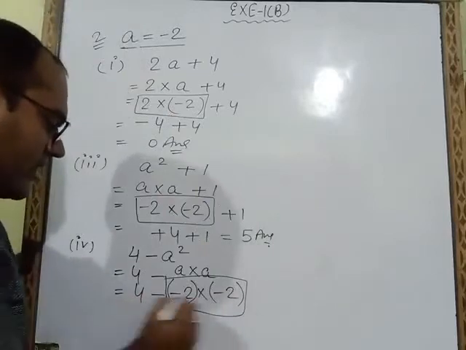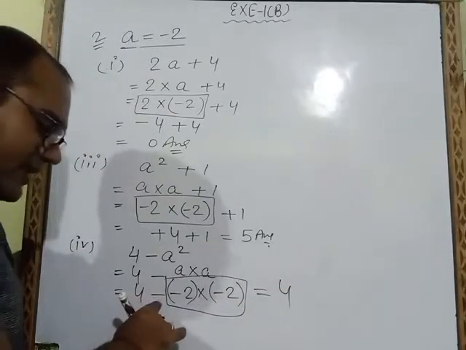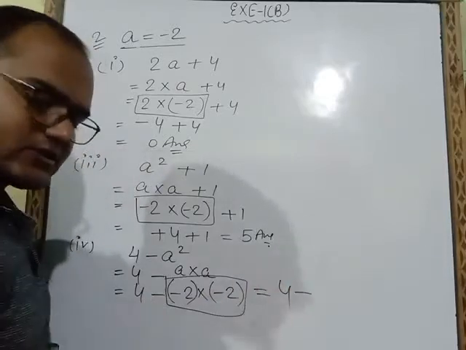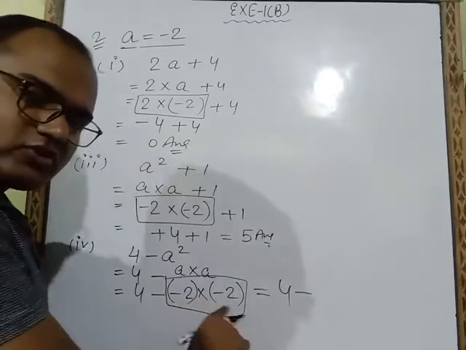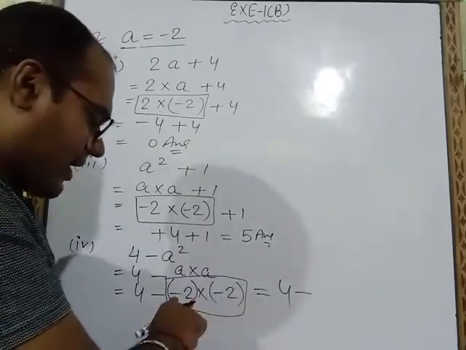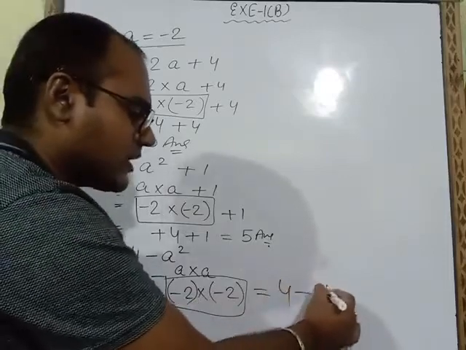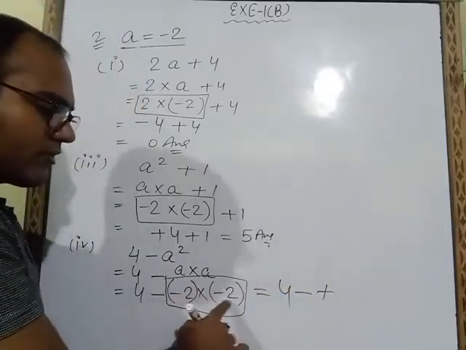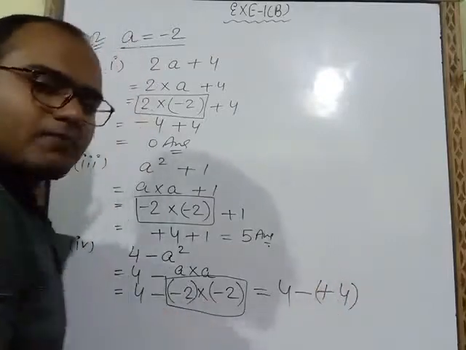So 4 we will write as it is, minus sign also we will write as it is. Now we have to multiply these two things. So first of all we will multiply sign. Minus multiply minus, so minus minus plus, 2 multiply 2 will be 4. Now 2 signs are coming together, so we will take a bracket here.